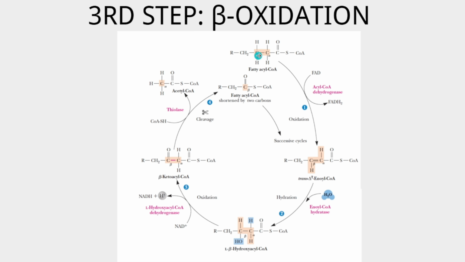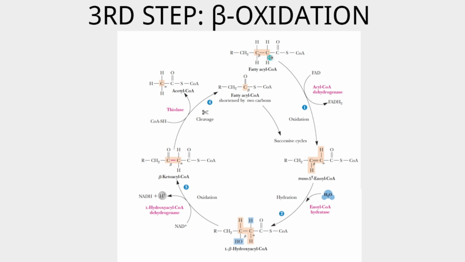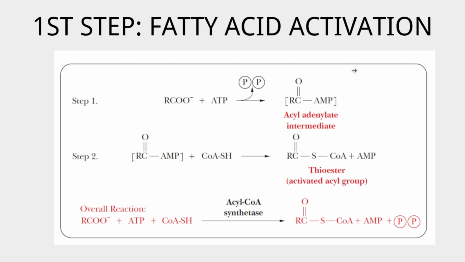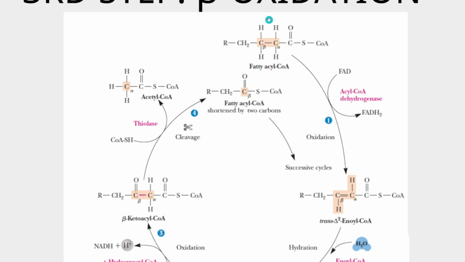So this is what we call fatty acid beta oxidation. Each time, beta oxidation will reduce the carbon number by two. So one fatty acid will not undergo only one beta oxidation. Imagine one fatty acid containing 14 carbon, even 16 carbon. At the same time, they only cut down two. In each beta oxidation, they only cut down two carbon.